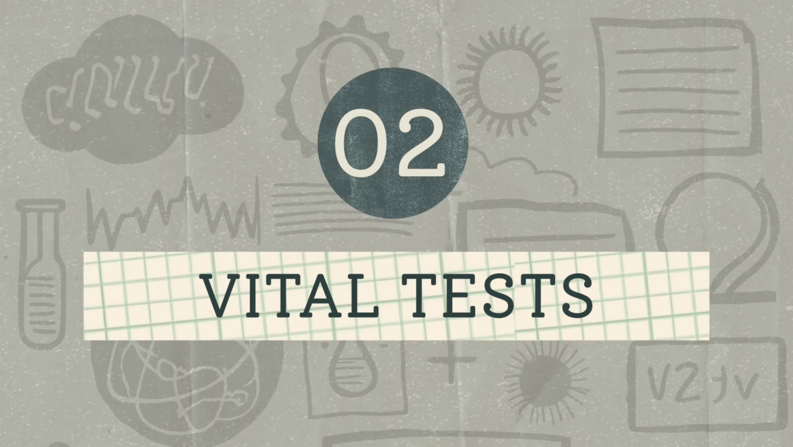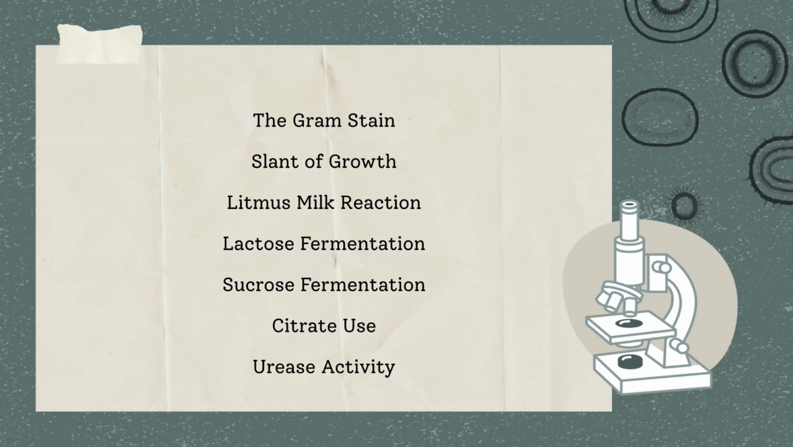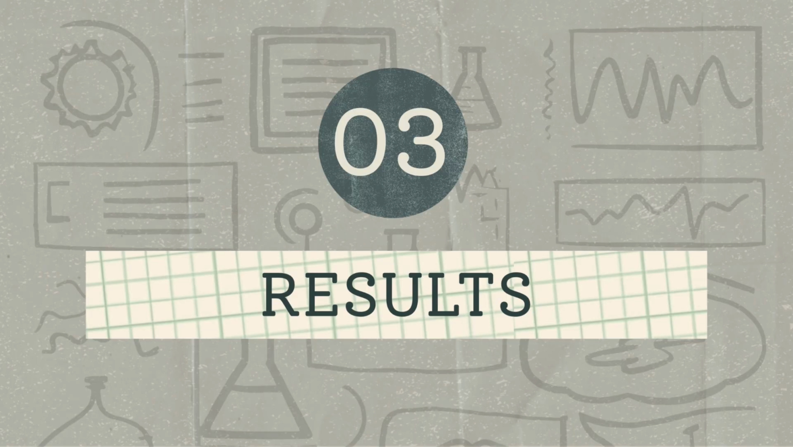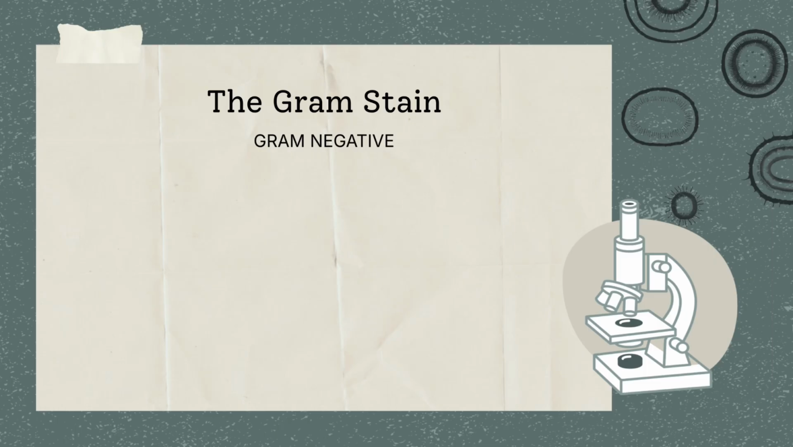There are some vital tests that were very important during my research: the Gram stain, the slant of growth, the litmus milk reaction, lactose fermentation, sucrose fermentation, citrate use, and urease activity. And here are my results for each of the tests. The Gram stain came back as gram negative. I had pink rods, so that was good.